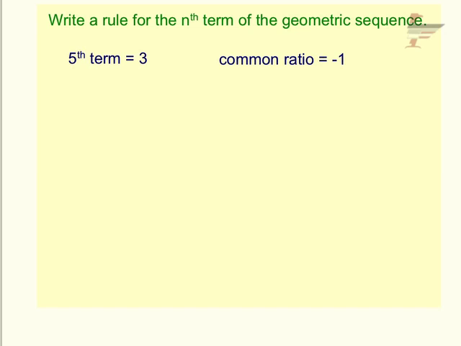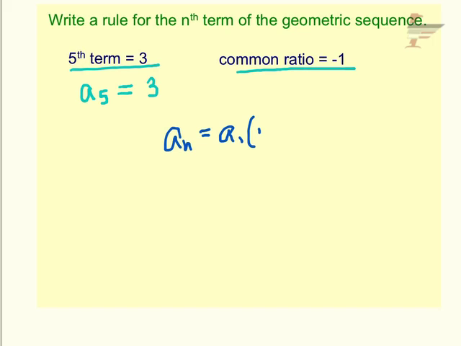So there's 3 versions of kind of what you'll be given when you write a rule for a geometric sequence. The last slide showed the first one, if you're given a1 and r. In this case, you're given the common ratio, and you know that the fifth term is 3. So that means a sub 5 equals 3. So what we're going to do is we can use the setup of the rule to help us find that first term. We can plug in what we know and solve for what we're missing.